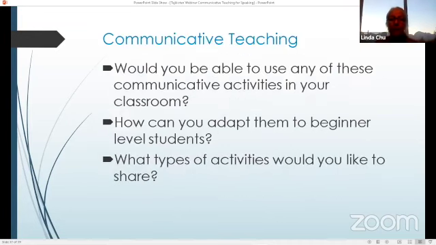Okay, so I hope that you would be able to use some of these activities in your classroom. And it's just about time for some questions. So if any of you have questions about any of these activities, I'd like you to think about, can you use them in your classroom? Or how could you adapt them to beginning level students? Or how could you adapt them to your classroom? And if you have any activities that you would like to share with the group, okay?